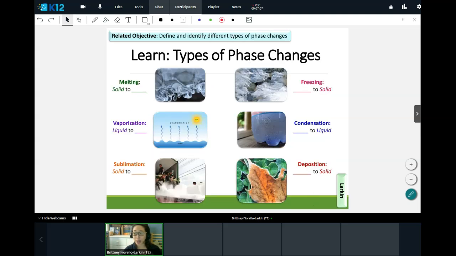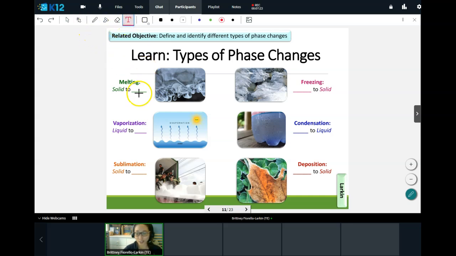These phases, I'm betting you're actually pretty familiar with a lot of these different phase changes. For example, let's think about melting. If we have some ice cream that starts out as a solid, we take it out into the hot sun, it begins to melt. It's turning into what state? Tell me in the chat box.